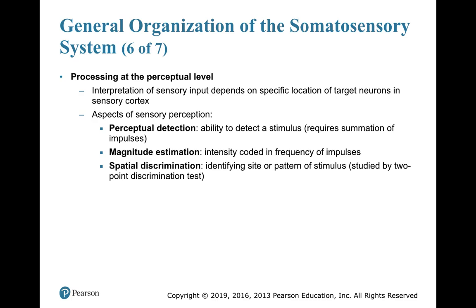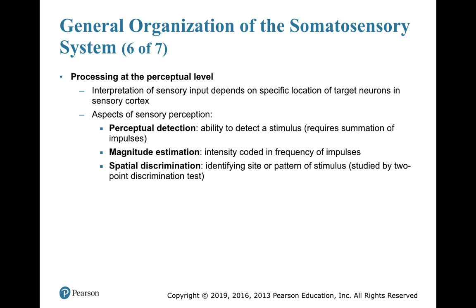Interpretation of that sensory input depends on the location of the target neurons in the sensory cortex. So again, we have this homunculus map of our body, and we know where information is coming from based on where in the brain it is stimulated.